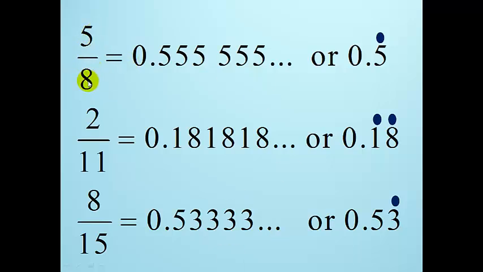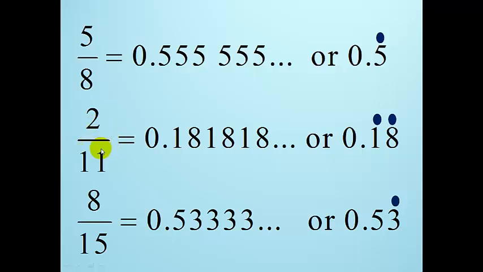5 divided by 9 is equal to 0.555555. So you can see that the 5 repeats itself so many times. So 5 divided by 9, which is equal to 0.555555, can be written as 0.5 with a dot on top of the 5. Why? This means that 5 repeats itself.